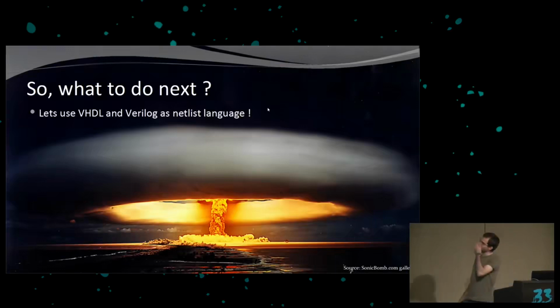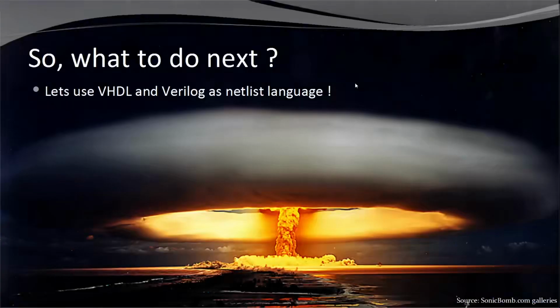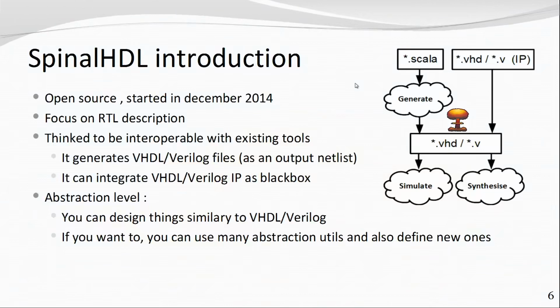So what to do next? My solution, and the solution of other people, is to use VHDL and Verilog as netlist languages, which are automatically generated from a higher-level language. And there I go with SpinalHDL. It is an open source project that I started in December 2014. It's focused exclusively on RTL description. The idea behind that is to not make any compromise, to really have the best language possible to do one very precise thing, which is describing RTL.